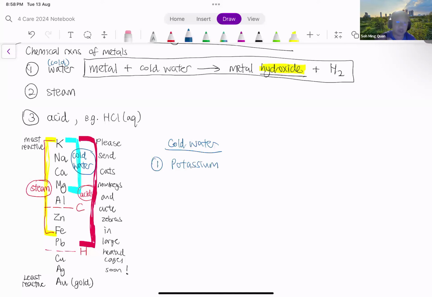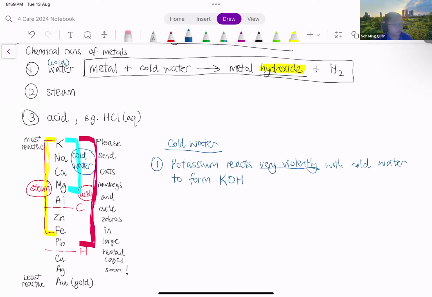Potassium is the most reactive in the series, so it reacts with cold water. Potassium reacts very violently with cold water. All right, it's very, very violent. And what does it form? As mentioned, it forms the metal hydroxide. So in this case, it will be potassium hydroxide, which has the formula KOH.